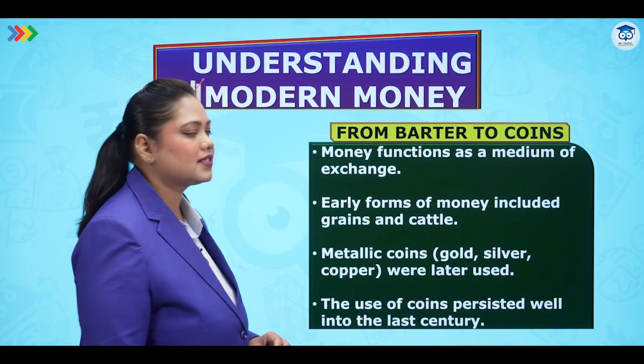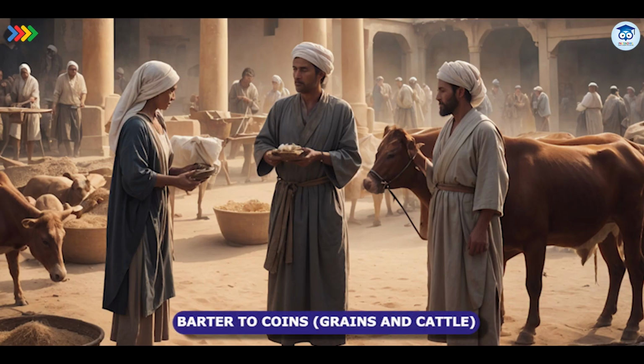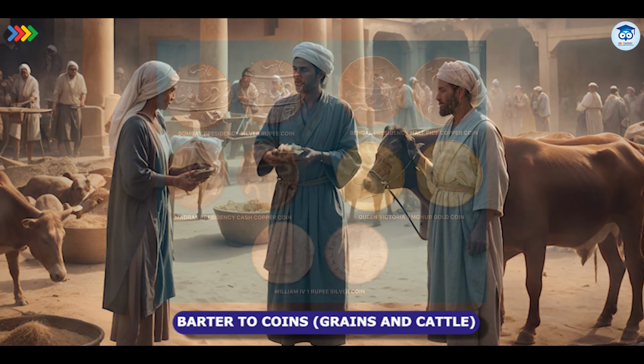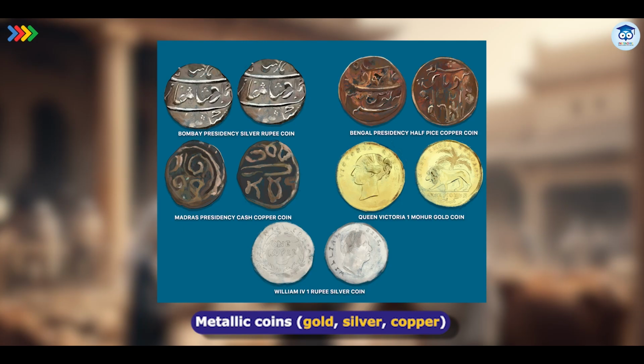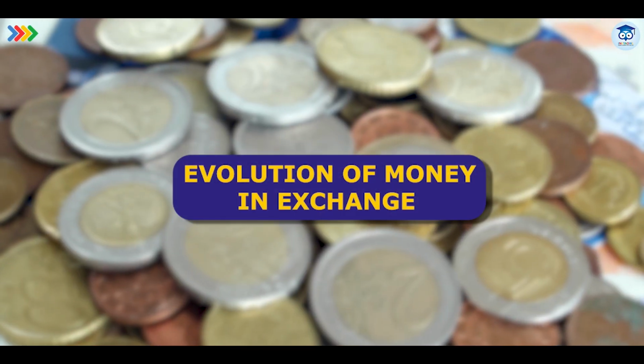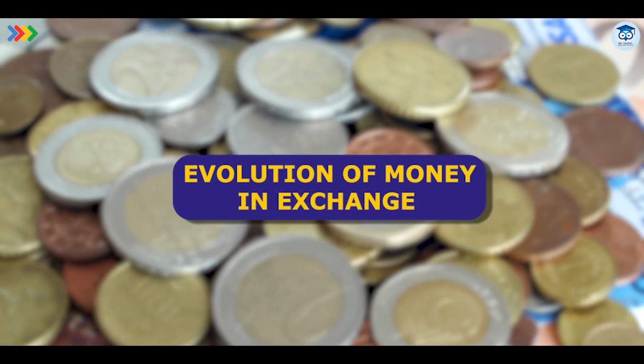From barter to coins, let's see. Money functions as a medium of exchange. Early forms of money included grains and cattle. Metallic coins were also used, like gold, silver, copper. The use of coins persisted well into the last century. Let's see the evolution of money in exchange.